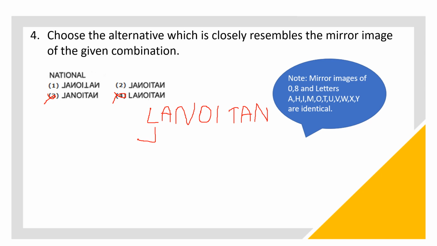Now observe 1 and 2. L, A, N, O, I. O, I also mirror images. T, observe the T. In 1, you will get the T with upside and downside changed. It is a water image, not a mirror image. So option 1 also wrong. So the correct answer is 2.